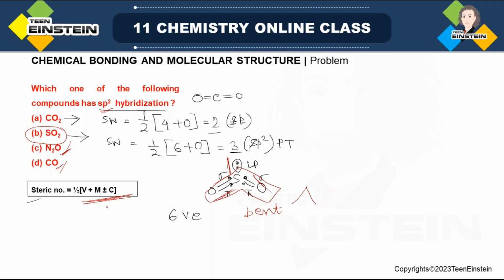Directly you cannot apply this formula because there is some problem. There is a triple bond present. So when a triple bond is present, what we can do, how to reach the correct answer, how to understand what should be the hybridization, all these things we will discuss in the next class. So in this case, it is SO2, the correct answer. But why N2 and CO, they are not sp2, that we have to see in the next class.